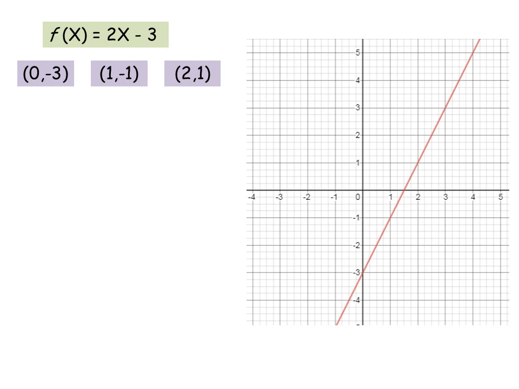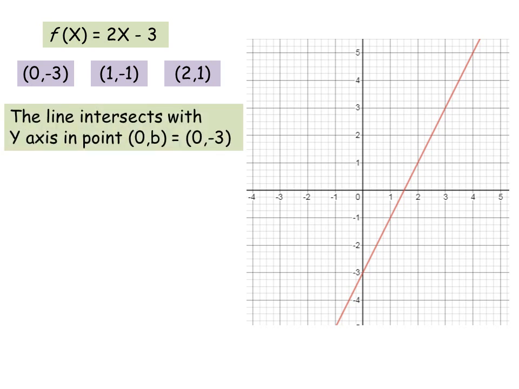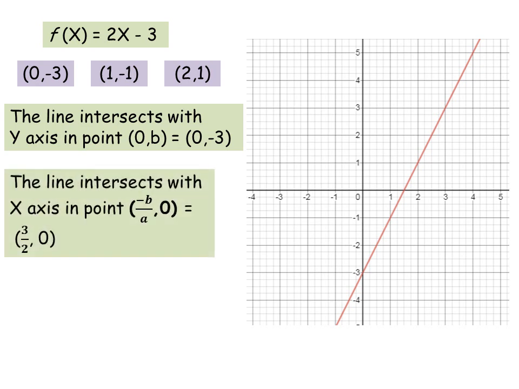I said that the intersection point with the y-axis equals 0 and b, and the intersection point with the x-axis equals negative b over a and 0. So the line intersects the y-axis at point 0 and b, which is 0 and negative 3. And remember, you take b with its sign, so 0 and negative 3. Okay, and the intersection point with the x-axis will be negative b over a and 0, which is 3 over 2 and 0, and that's correct because the drawing tells us the same values.